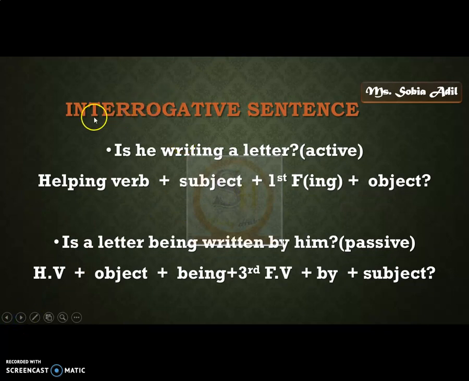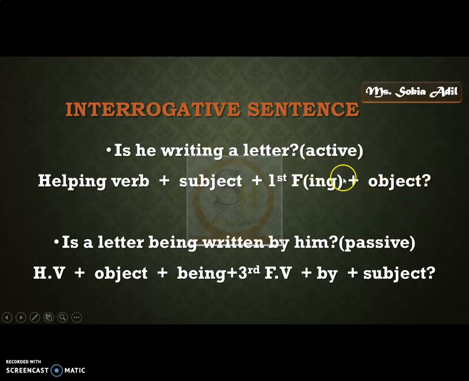Moving on towards the next one, that is the interrogative sentence. Structure for interrogative sentences, the question sentences. This one is the active voice, the simple sentence: Is he writing a letter? Question mark. It is an interrogative sentence, right? So first comes the helping verb, then the subject, then we write the first form plus ing, then the object, and at the end we put a question mark because it's an interrogative sentence, right?